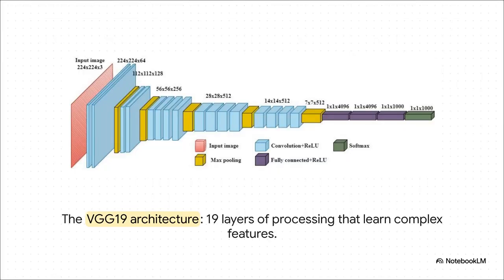And when I say stacked, I mean stacked. This diagram shows the VGG19 architecture. Now don't worry about all the numbers and boxes. Just look at the flow from left to right. An image goes in on the left, and then it goes on this journey through 19 different layers of processing. At the beginning, the layers might just spot simple edges and colors. Then the middle layers combine those to see textures and patterns. And by the end, the final layers have learned to recognize whole parts of the leaf, until the network can say with confidence, yep, that's brown spot.